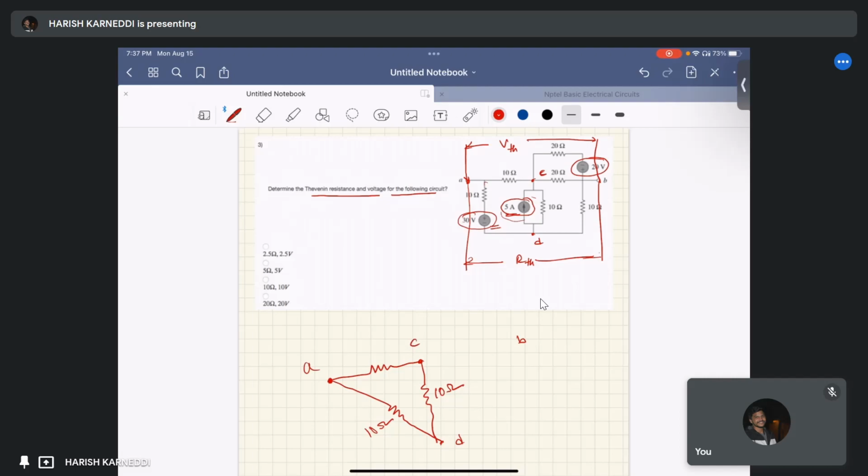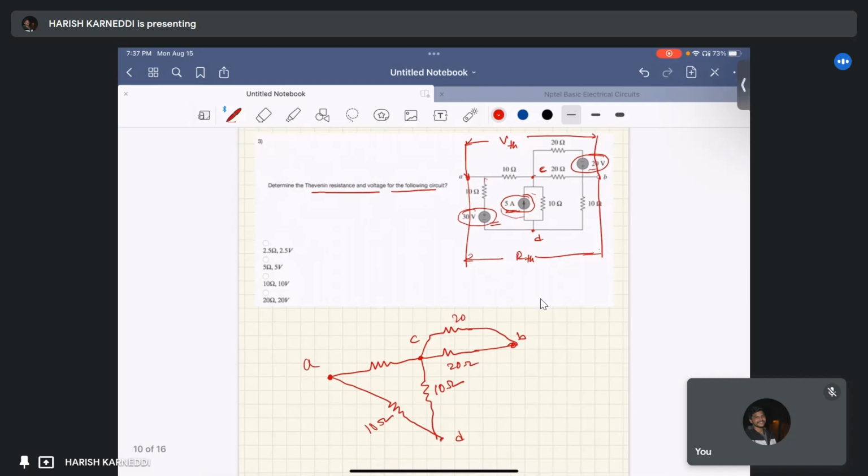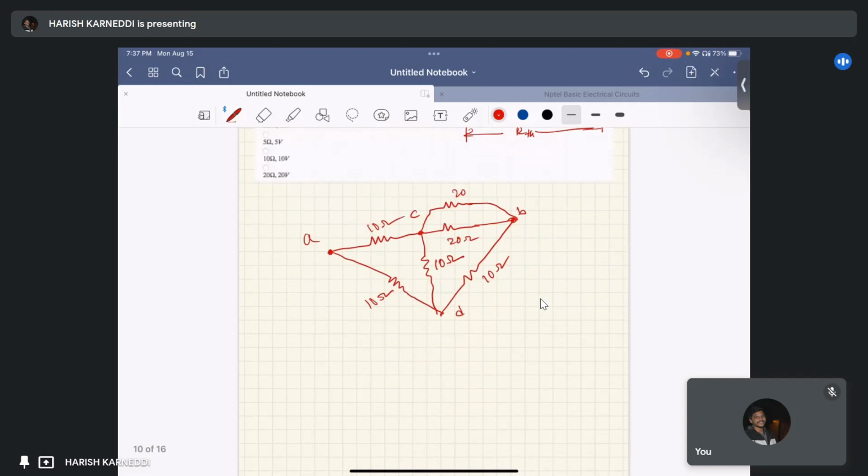And here it is 20 ohm connected in between C and B points, and one more 20 ohm is connected across, I make it 0 as this voltage source, and 10 ohm is connected like this. Okay, this 20 ohm and 20 ohm are connected in parallel. So the equivalent resistance is 20 into 20 by 20 plus 20, that equals 10 ohm.